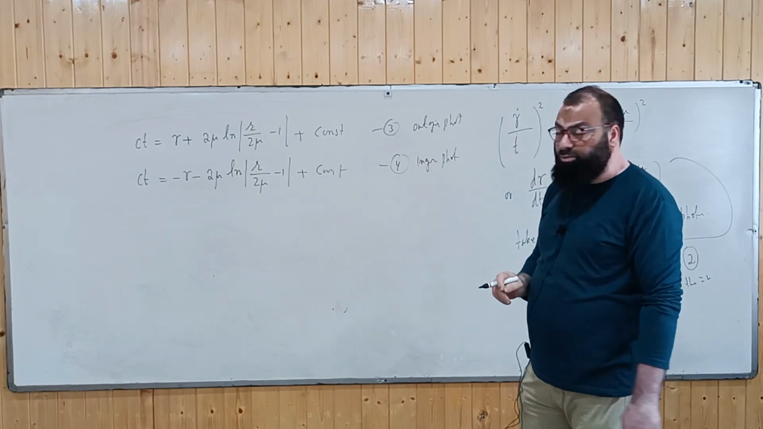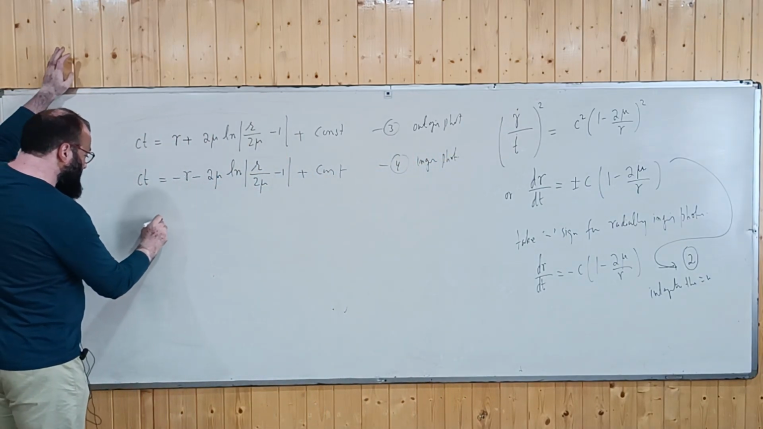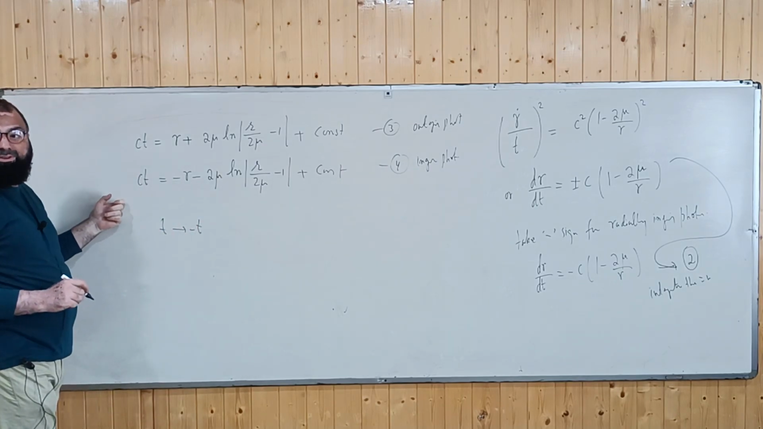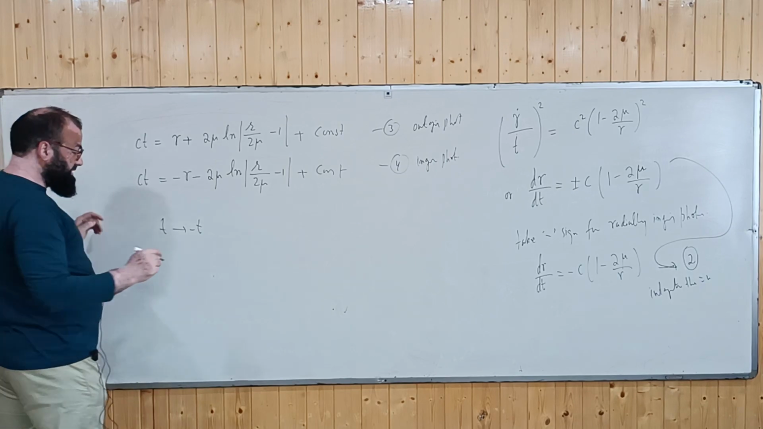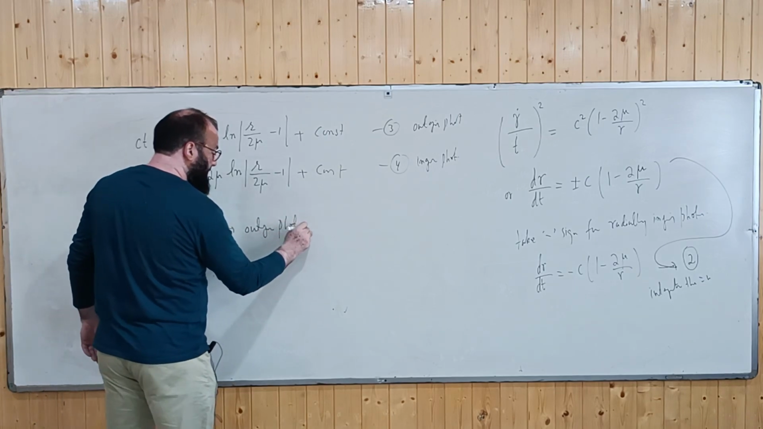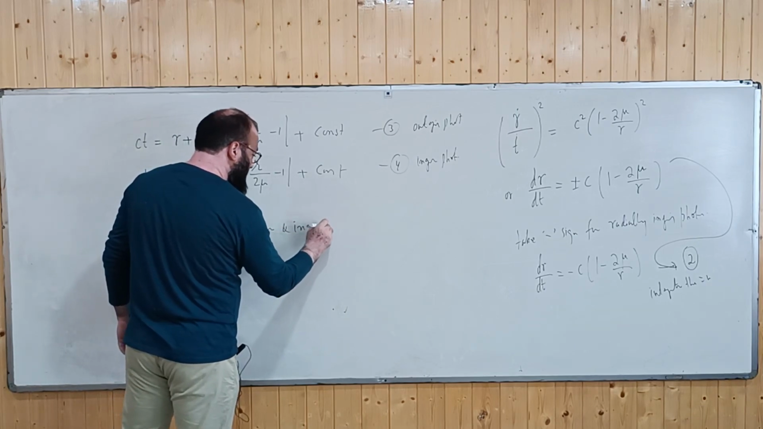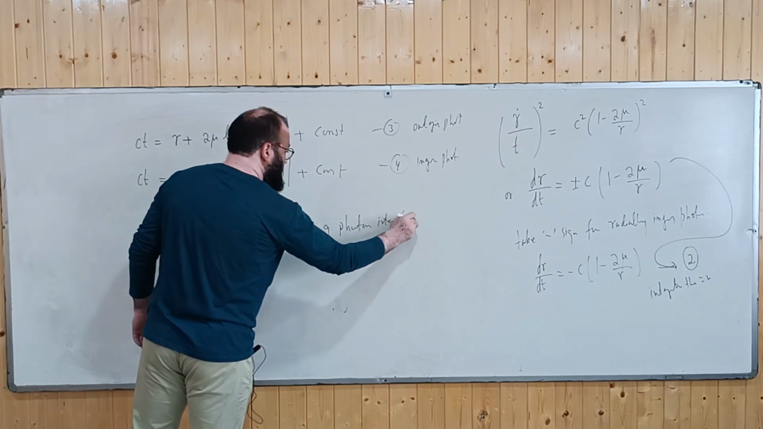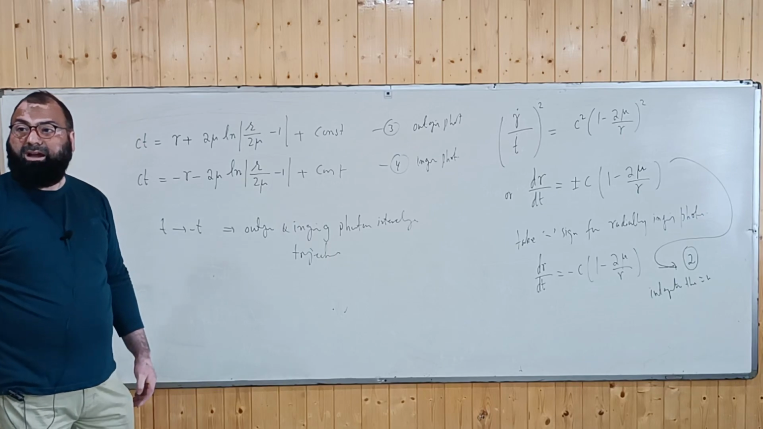Now let's change t to minus t. If I change t to minus t, in this very case, what happens? The outgoing photon becomes the ingoing photon, and the ingoing photon becomes the outgoing photon. So that means this symmetry is maintained. Outgoing and ingoing photons interchange their trajectories, because they specify the trajectories of the ingoing and outgoing photon.